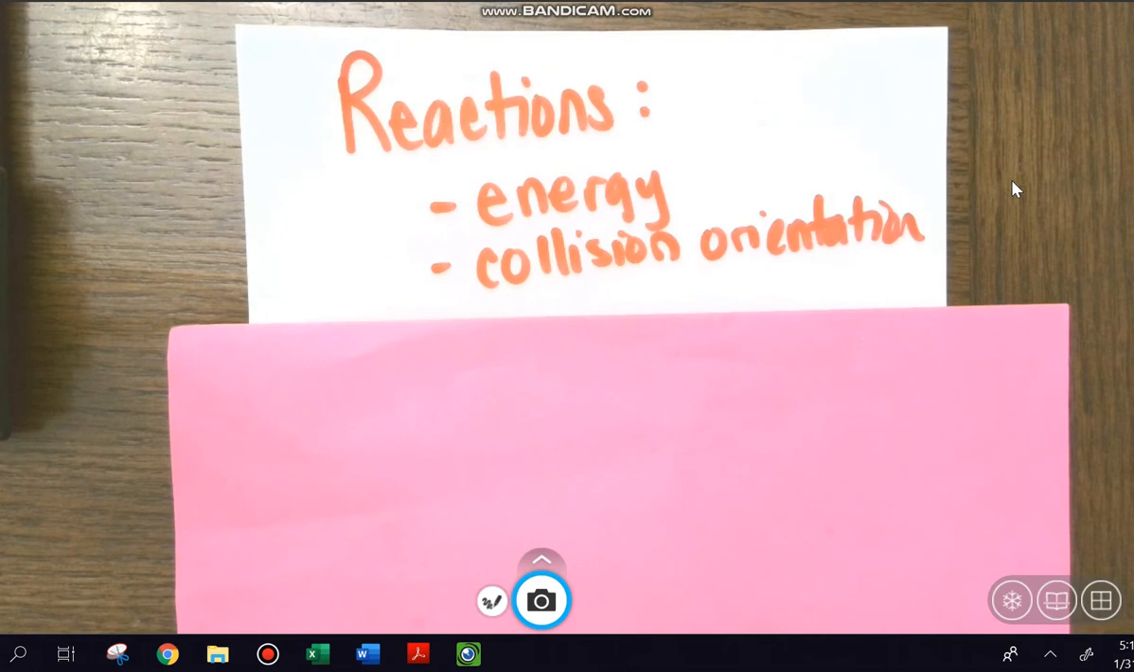So the first thing we're going to talk about are reactions. It's really important to know that in order for reactions to occur, they actually have to have enough energy, and when they collide, the collision has to be in the correct orientation. The angle has to be correct. Just because two different molecules run into each other, it doesn't mean they're going to react. They have to collide at the proper orientation, and they have to collide with enough energy.